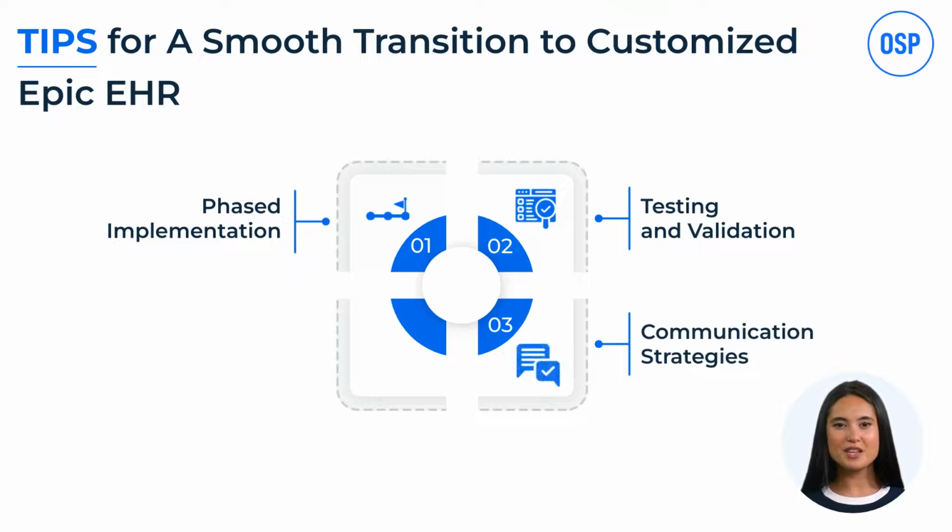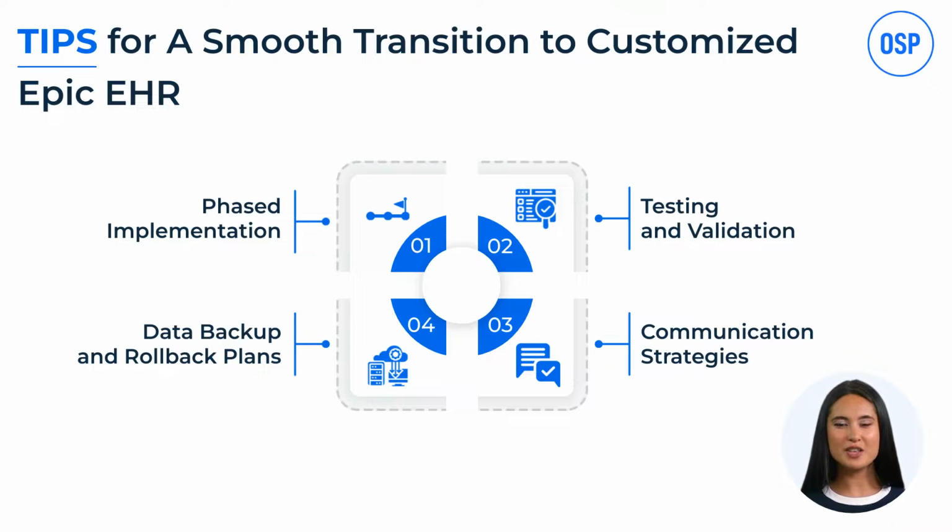Tip 3 is communication strategies. Stakeholders must ensure transparent communication with members and other stakeholders throughout the process. Tip 4 is data backup and rollback plans. Stakeholders must understand the importance of backing up data using tools and methods offered by Epic. By applying these tips, healthcare organizations leveraging customized EpicEHR can smoothly migrate data and benefit from high-value features of Epic.